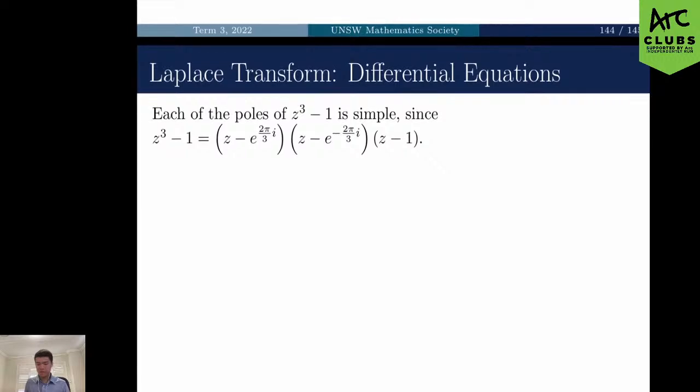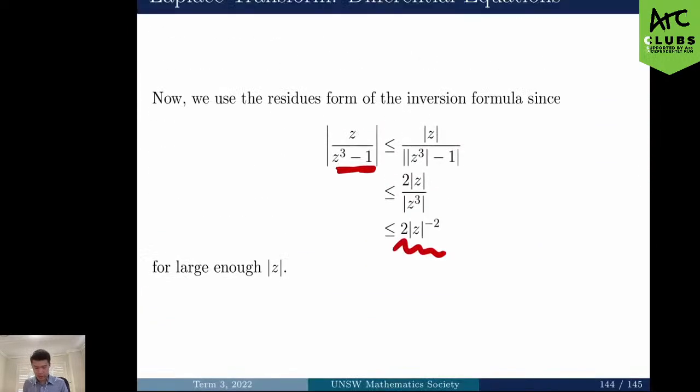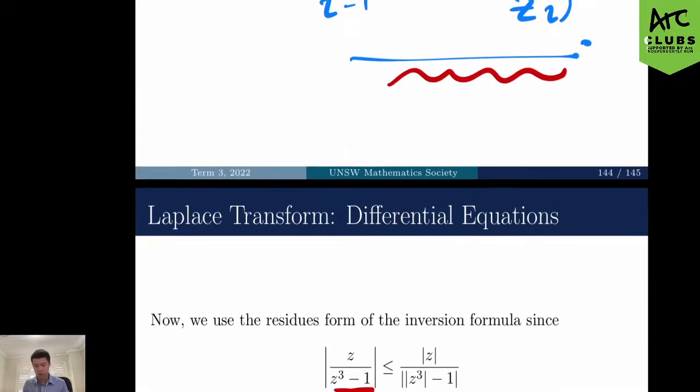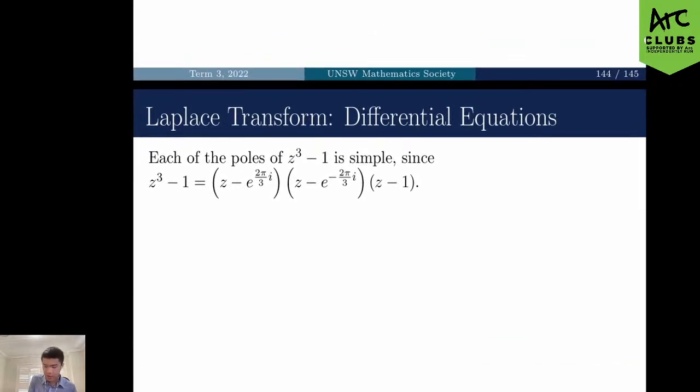Now it comes time to find the residues by finding the singularities. So z on z cubed minus 1, you can imagine we'll have 3 roots at the bottom, so we'll have 3 singularities equal to the 3 cube roots of unity. So in this case, we've just written them out, and they're all going to be simple because there are 3 separate linear terms.